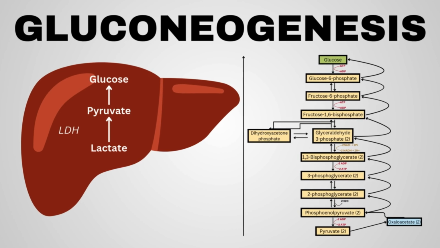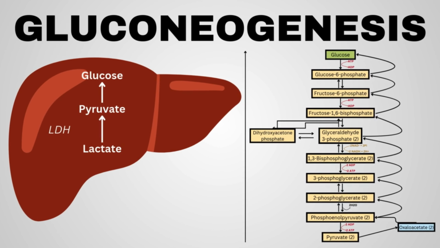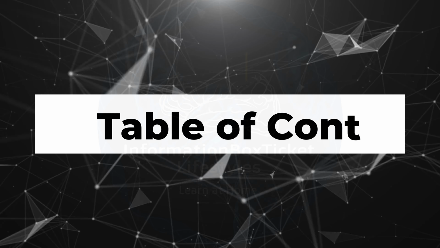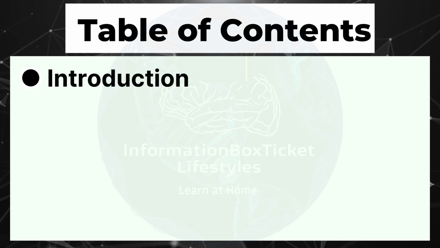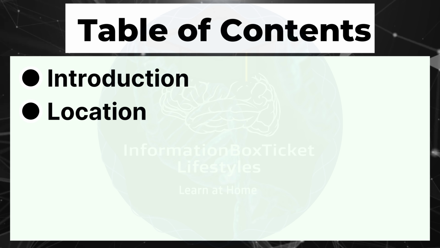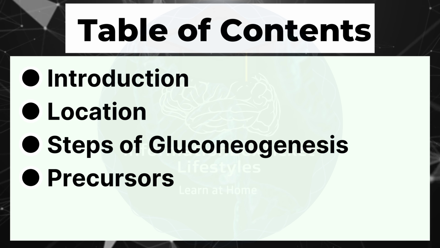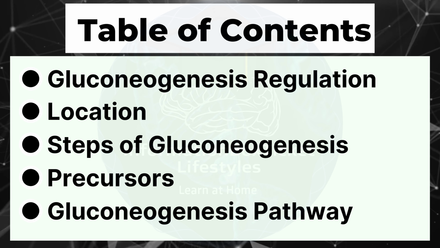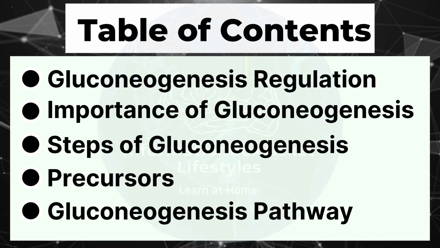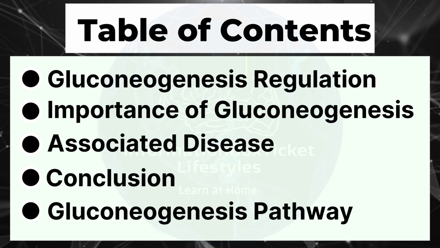Gluconeogenesis explained: pathway, regulation, and importance simplified. Table of contents: Introduction to gluconeogenesis. Gluconeogenesis location. Steps of gluconeogenesis. Precursors. Gluconeogenesis pathway. Gluconeogenesis regulation. Importance of gluconeogenesis. Associated disease. Conclusion.